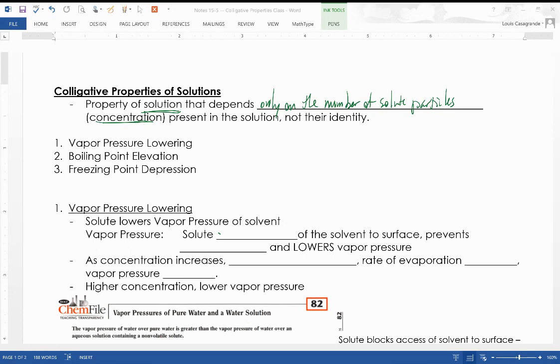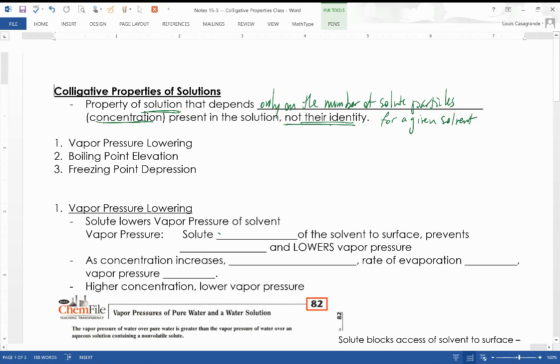But here's something that's important. It does not depend on their identity. So it doesn't matter what the solute particles are. All it depends on is how many there are for a given solvent. And in the case of what we're talking about today, the solvent is going to be water.